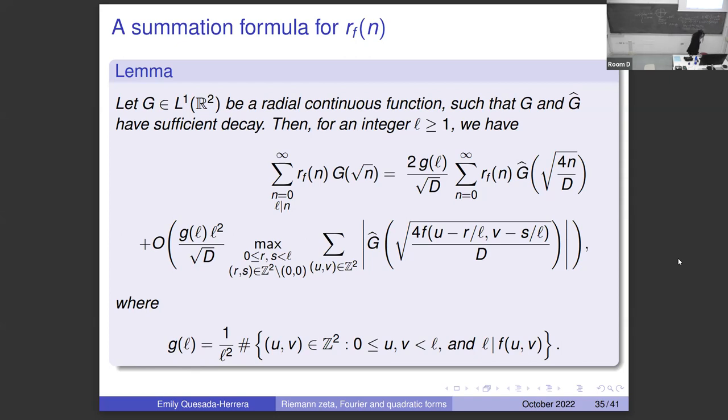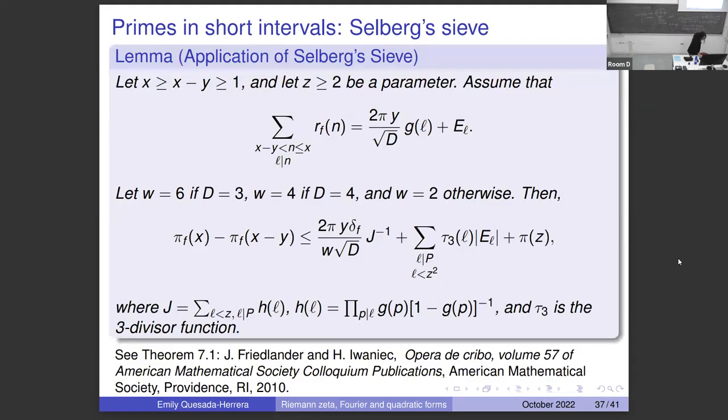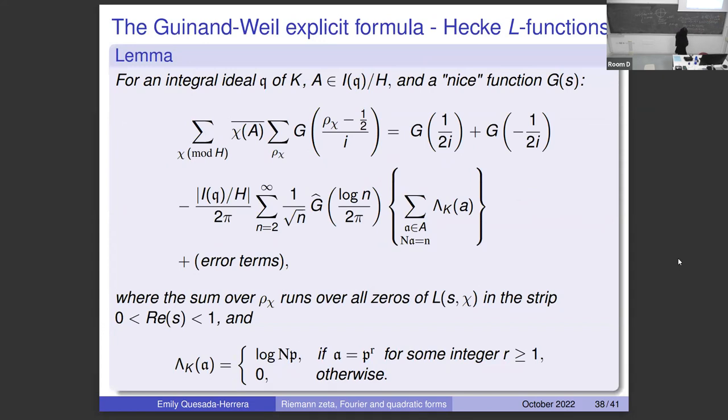And similarly, we have this other nice formula here. This is called the Guinand-Weil formula for Hecke functions. Again, it's a big formula, but the important part is that here on the left, we have a sum over the zeros of the Hecke functions, and we have an arbitrary function g. And here on the right, we have information on prime ideals, and here, this is the von Mangoldt function of k.